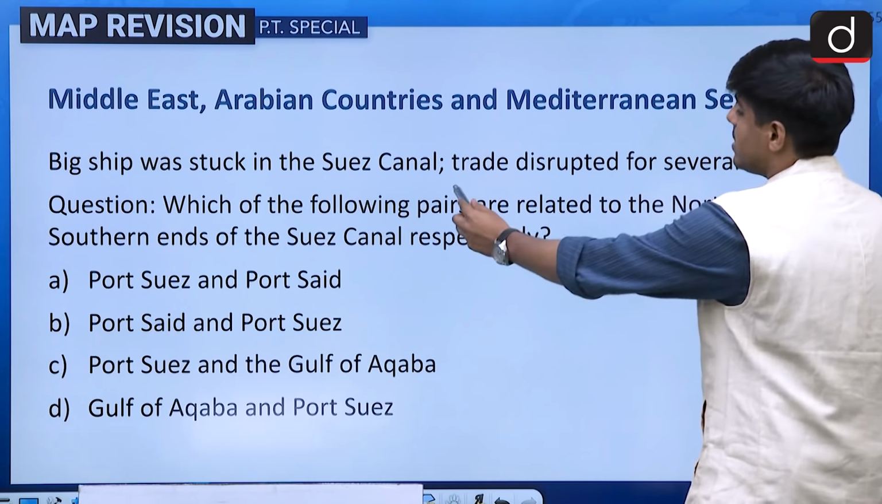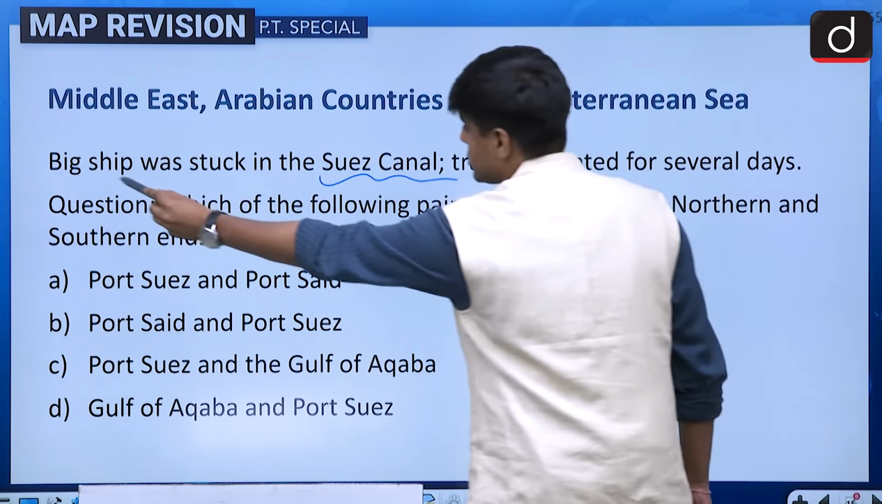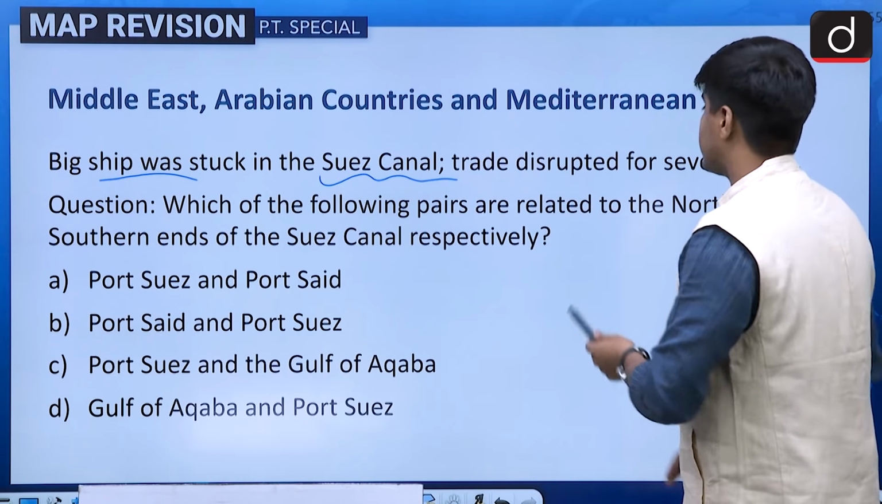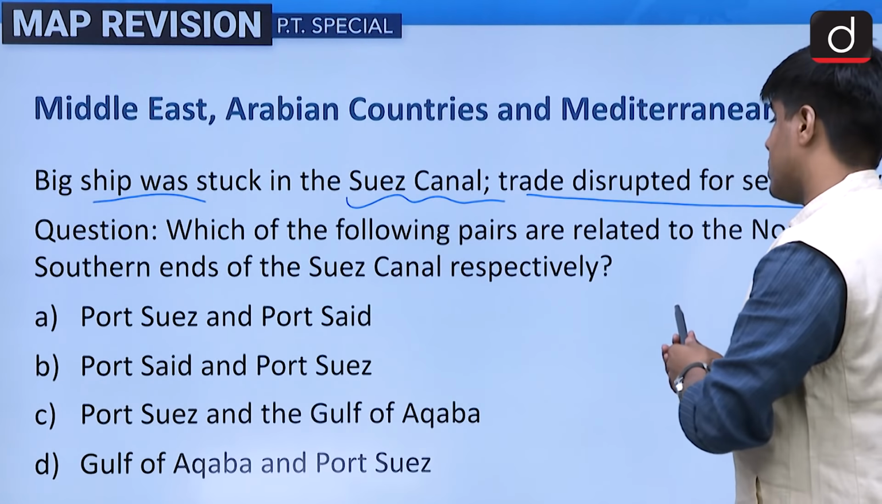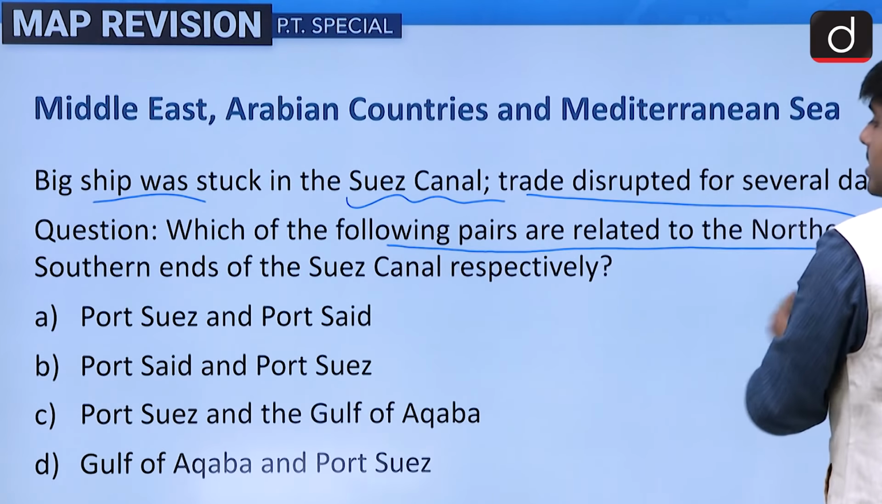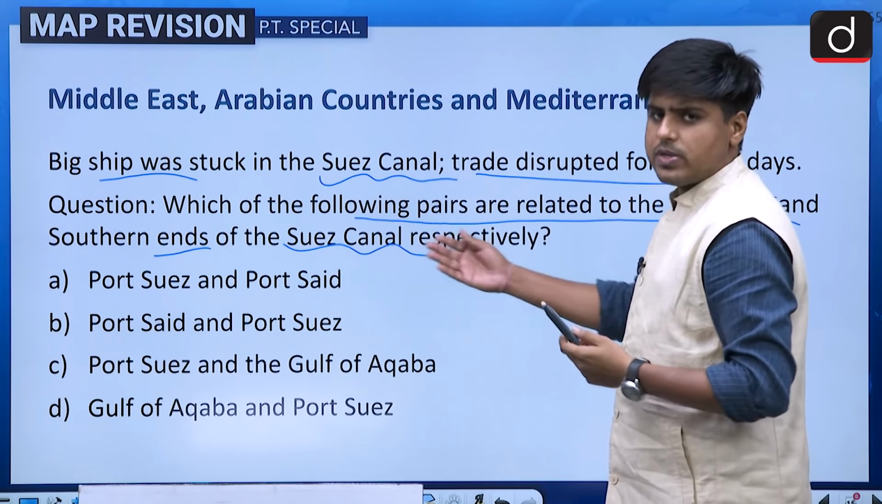Moving on further. Now, the Suez Canal was in the news. And why was it in the news? Because a big ship was stuck in this busiest global trade route, and trade was disrupted for several weeks, causing losses of billions of dollars. Now, the question is which of the following pairs are related to the northern and southern ends of the Suez Canal? Because otherwise, the Suez Canal is very simple.